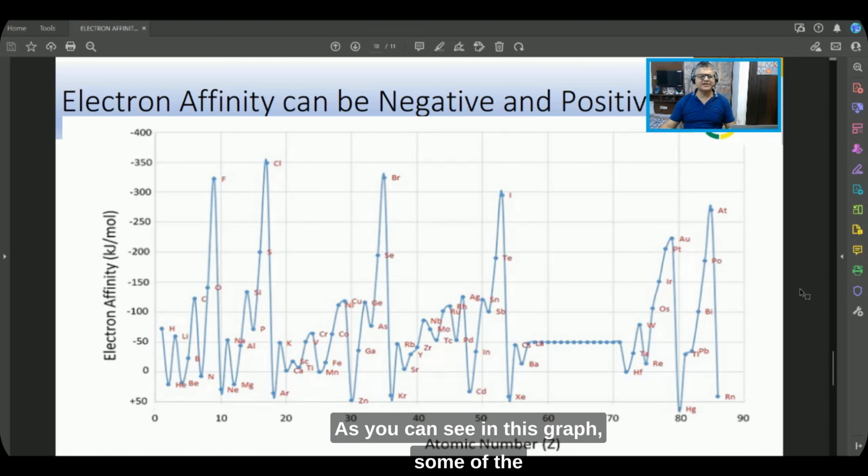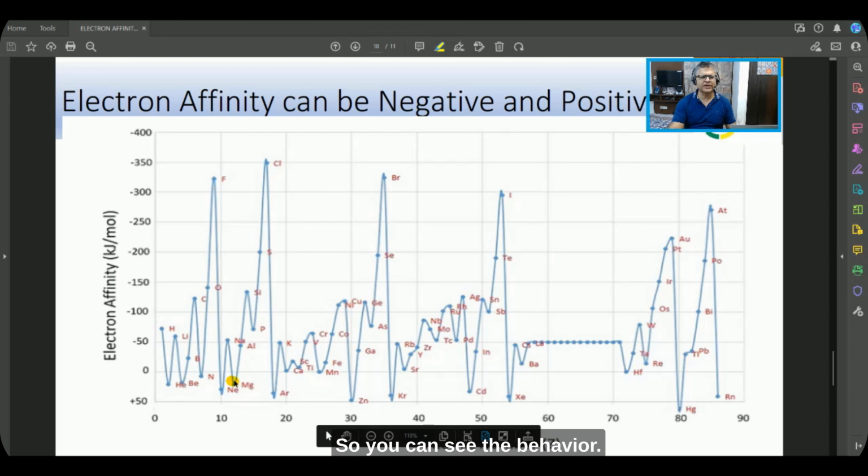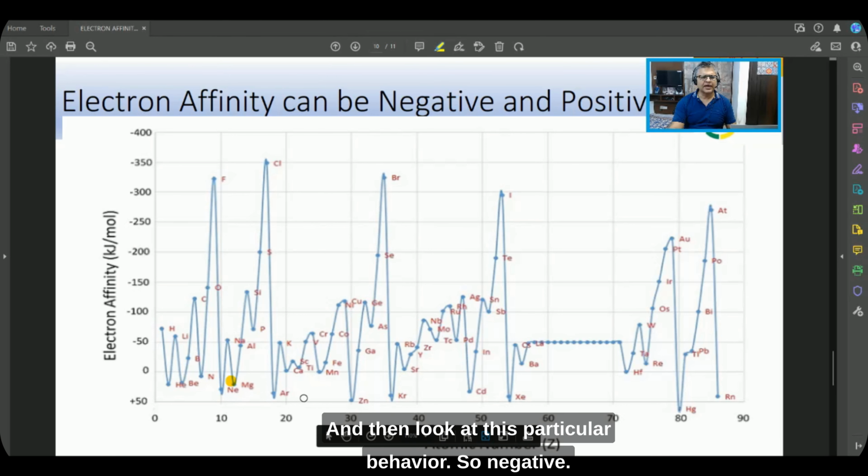As you can see in this graph, some of the elements exhibit a positive value of the electron affinity. Most, like sodium, like aluminium, and I will just mark them for you so that you can understand where I'm coming from, are exhibiting a type of behavior which is different. This is your neon, and then look at this particular behavior, so negative.